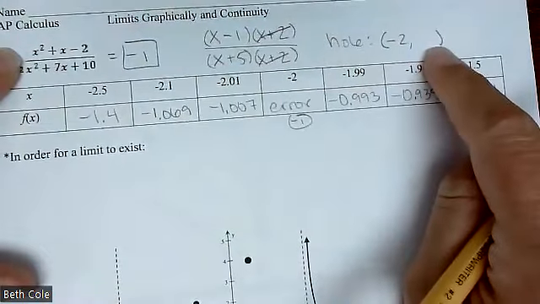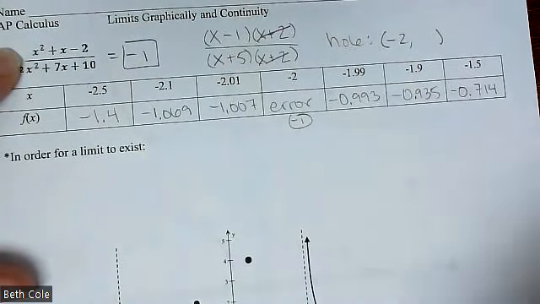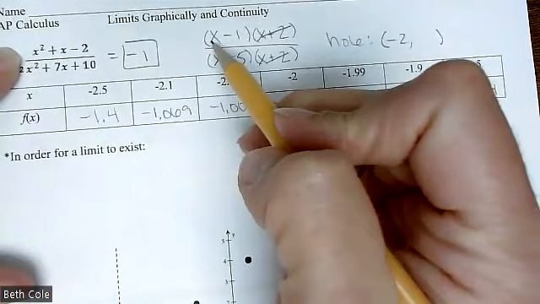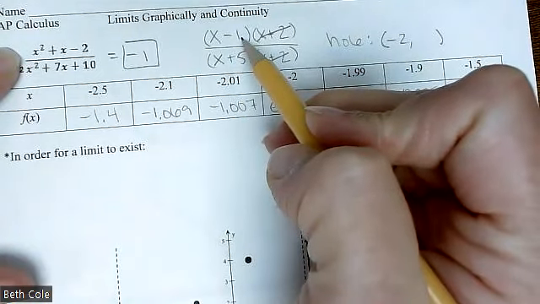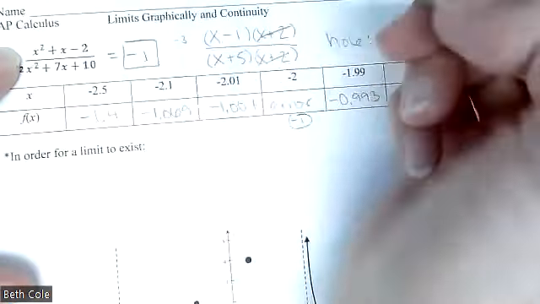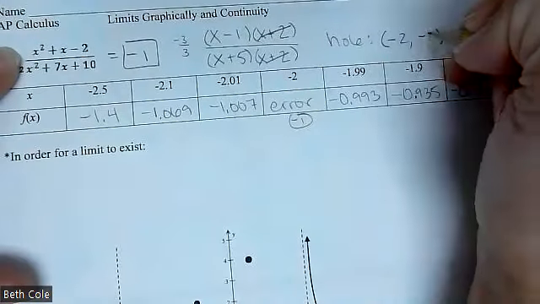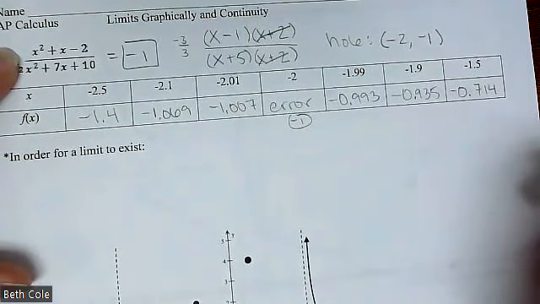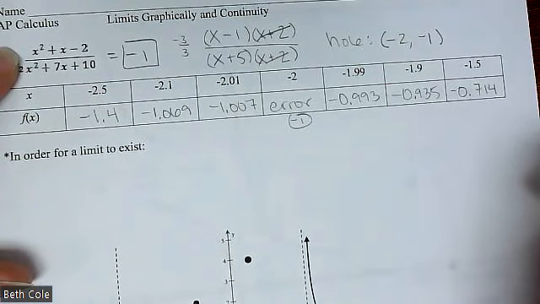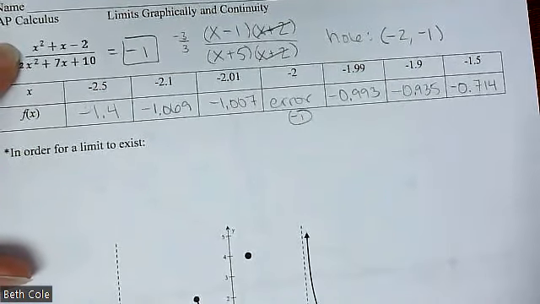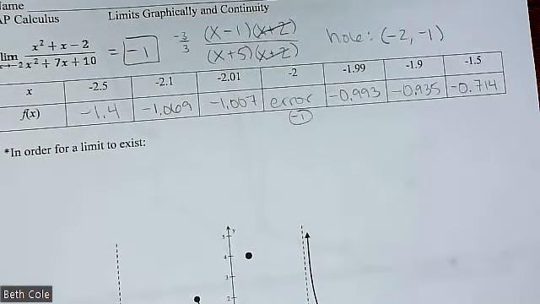How do you get the other part? Plug it in. Watch this. -2 minus 1 is -3. And then down here, -2 plus 5 is 3. Oh my gosh, it came out to -1. Isn't that crazy? But it doesn't matter that there's a hole, it's where the graph was headed.